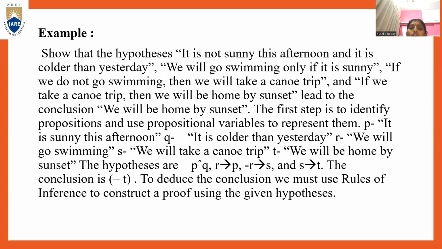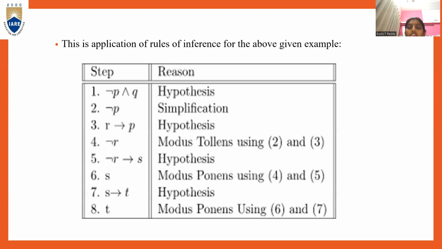So according to the question, what should our conclusion be is nothing but we will be home by sunset. That is represented using alphabet T. So we got the conclusion T. So this is how you use inference rules and derive a particular conclusion. Hope you guys understood this.